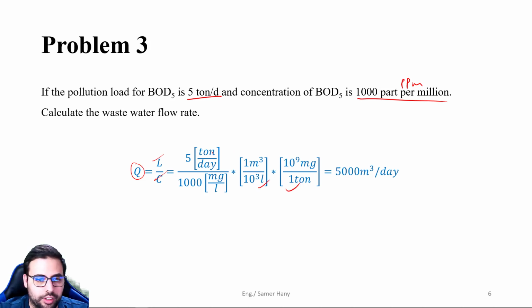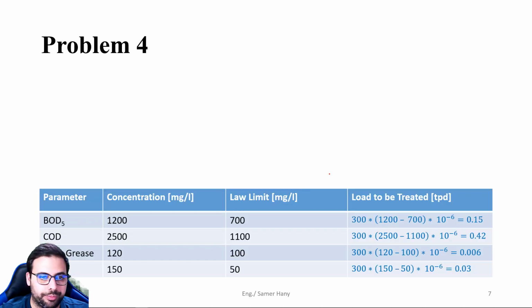So again, ton is cancelled out with this ton, and liter will be cancelled out with this liter, milligram is cancelled with this milligram, and we're left with meter cube per day. And the multiplication here is 5 times 10 power 9 over 10 power 6, which is 5 times 10 power 3, and the result is 5,000 meter cube per day.